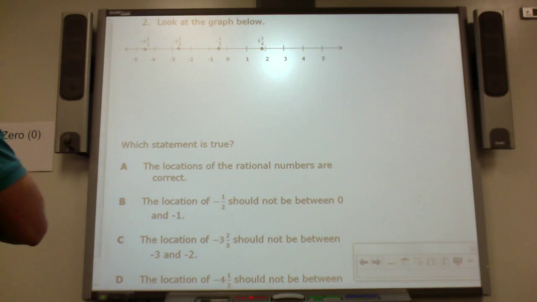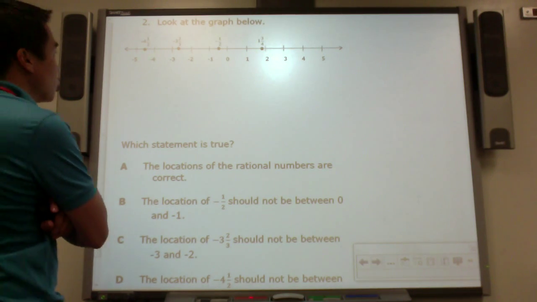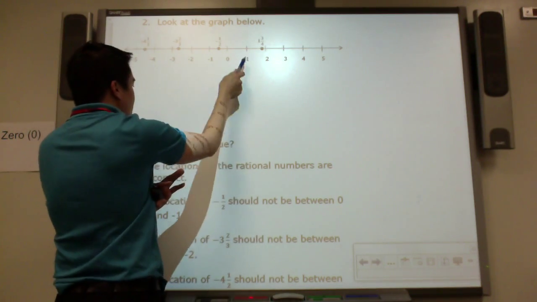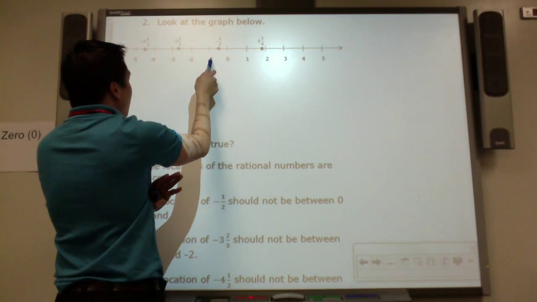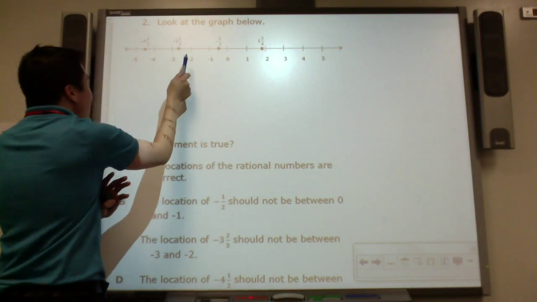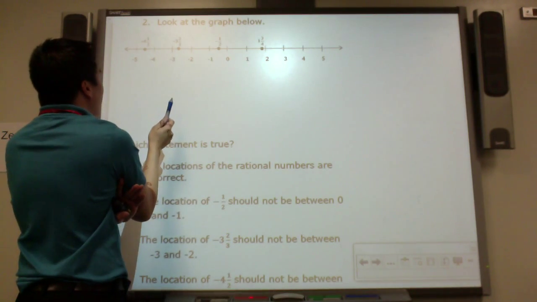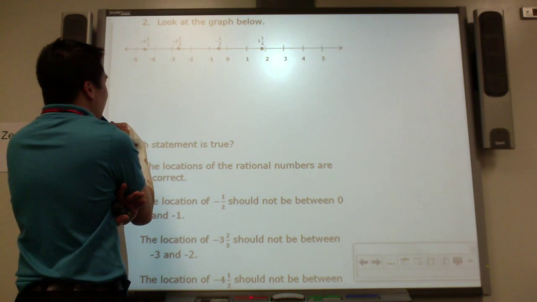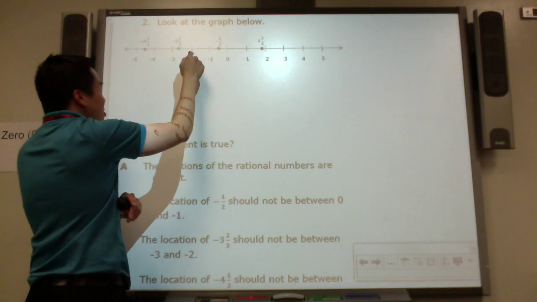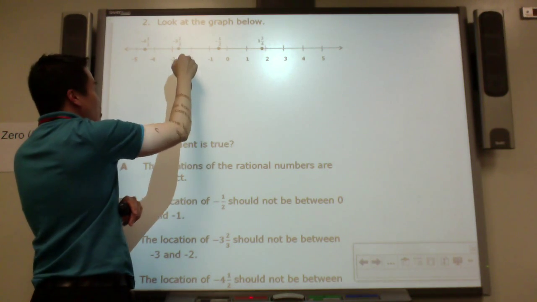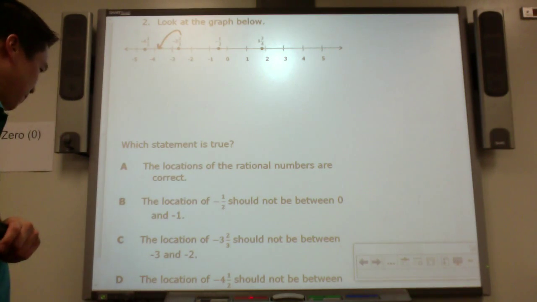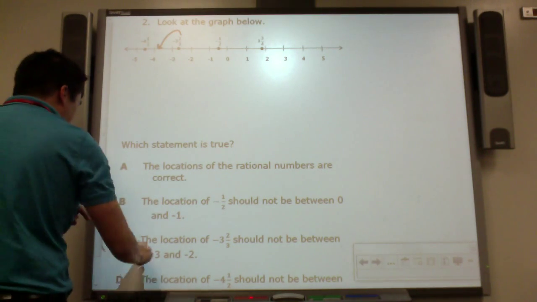Number 2, look at the graph below. Which statement is true? The locations of the rational numbers are all in the correct spot. Well, first let's look. Between 1 and 2, you have 1 and 3/4. So far it's all correct. Between 0 and negative 1, that's negative half. That's correct. Between negative 2 and negative 3 is negative 2 and 2/3. Wait. If this is negative 2, shouldn't it be numbers like negative 2.1, negative 2.2, negative 2.3, all the way to negative 2.9? This is in the wrong spot. Negative 3 and 2/3 should not be between. C is the answer.